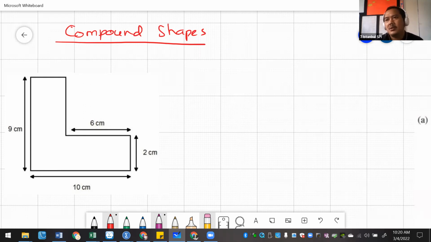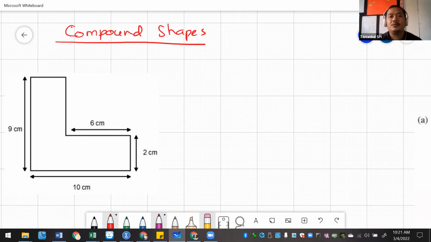But there's no L shape. I mean, there's an L shape, but we don't really have a general name for this, right? In terms of geometry. So that's why we call it compound shapes. It's a combination of more than one shape. So if you put together, for example, a square and a rectangle and then you combine them and it becomes something like this, then we can say that it's a compound shape.